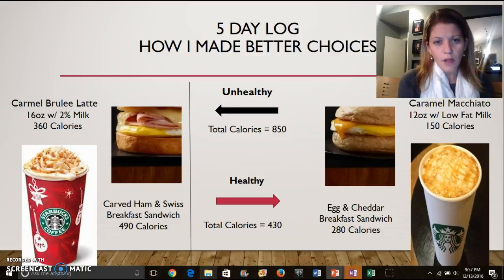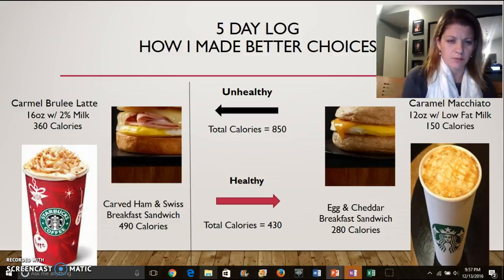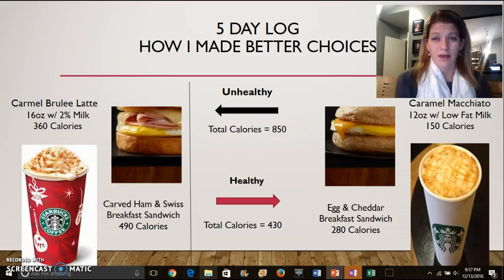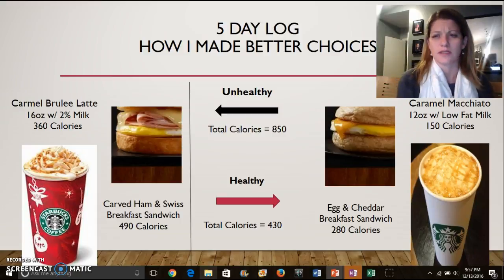Personally, if you look on the left hand side, my husband and I went to Starbucks. He wanted to go, and normally I would have possibly chosen these things. It's getting to be the holidays. Caramel brulee lattes are like my favorite. I've had the carved ham Swiss breakfast sandwich before. Either way, if I was to eat that based on a 2,000 calorie diet, that is 850 calories I would be taking in just in that one sitting.